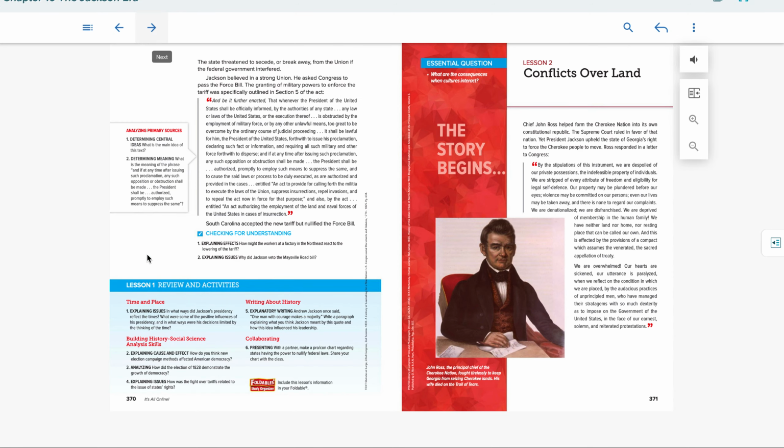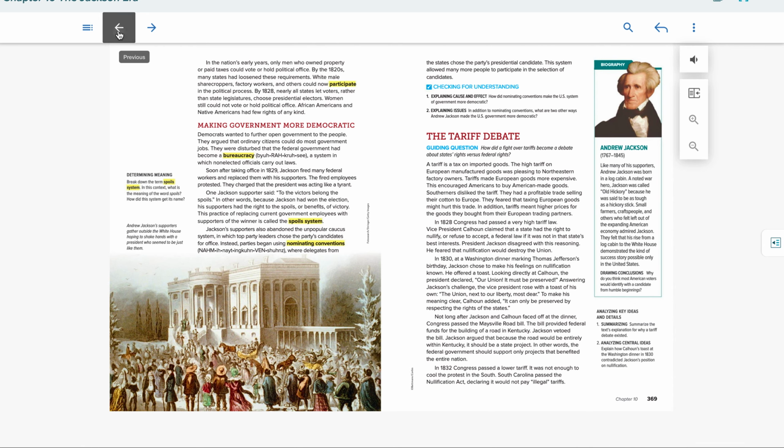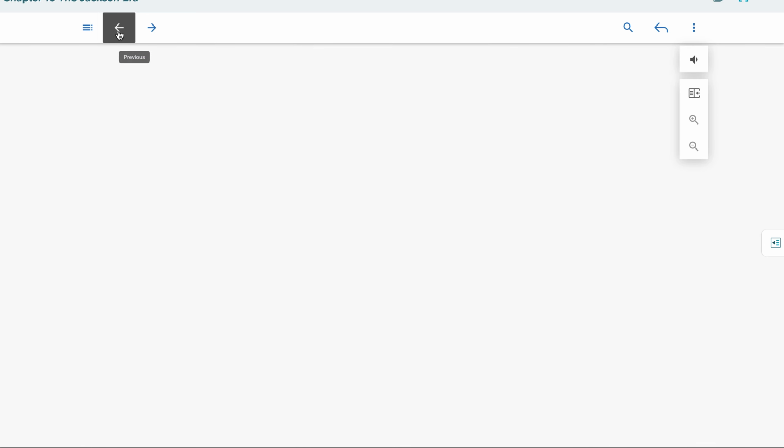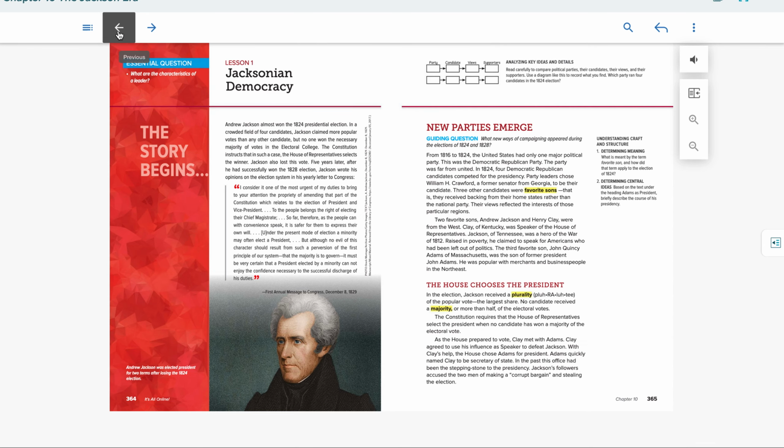So you want to look at these questions here. And you want to think about a summary. What is this about? Just looking at the titles, headings, introduction, every first sentence, visuals and vocabulary, and end of reading questions. Remember, these are the headings here. For example, new parties emerge, and the House chooses the president. So obviously from titles, we're going to be talking about Jackson. We'll also be talking about democracy.